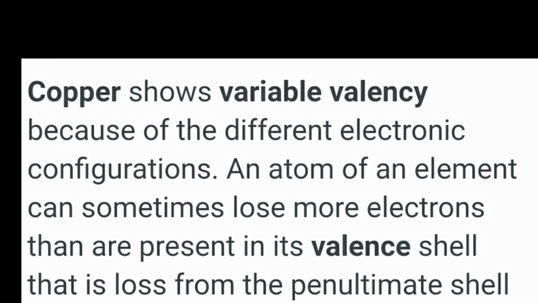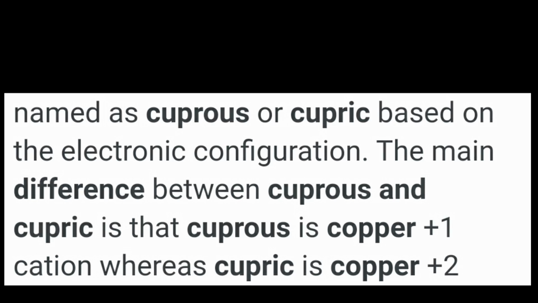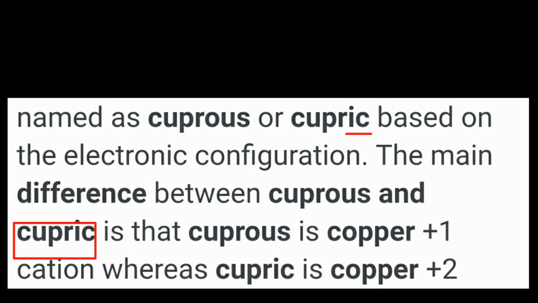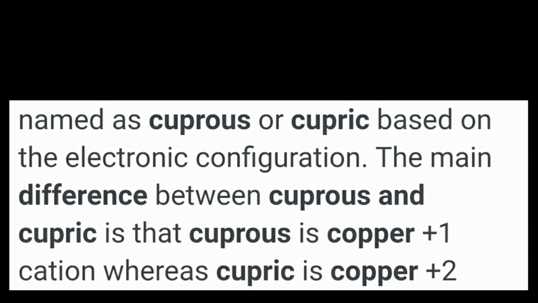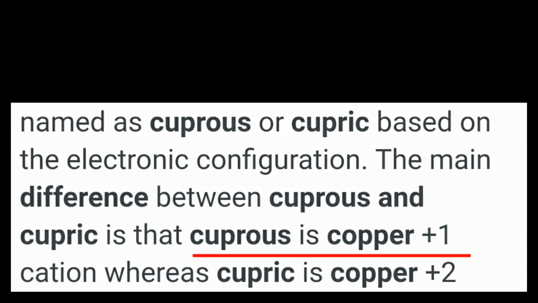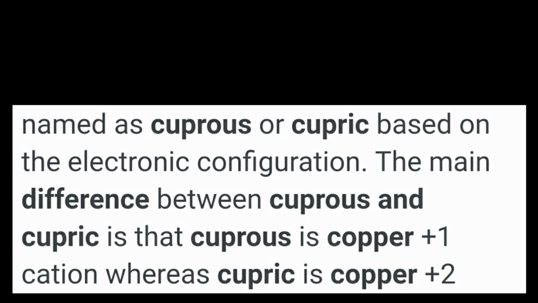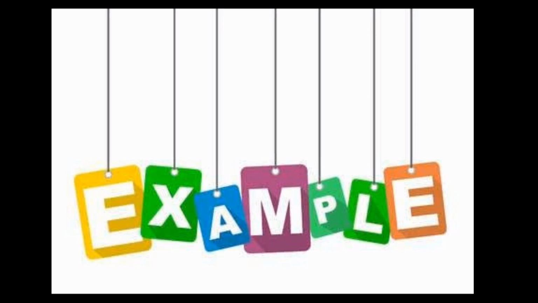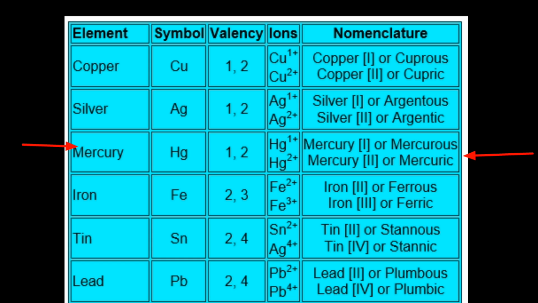The elements that show variable valency, we name them according to the number of electrons lost or gained. Elements with lower valency get the suffix OUS and the higher valency IC. We can see here copper is having 2 valencies. The copper which is having 1 as a valency is called cuprous, and the copper which is having 2 valency is known as cupric. There are a few more examples. For example, mercury. Mercury valency 1 is known as mercurous, and valency 2 is known as mercuric. Another example, ferrous, that means iron with valency 2, and ferric with valency 3.